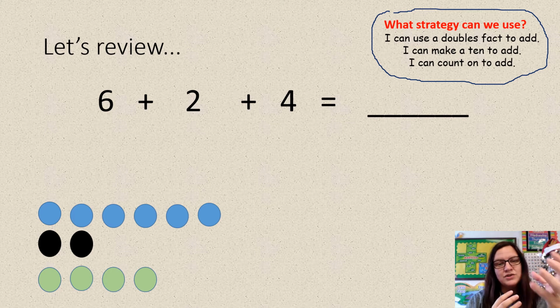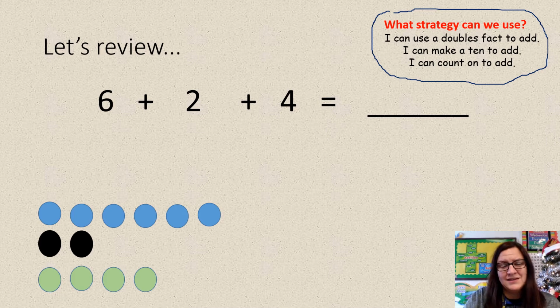So you can pull out 2 of the addends, you can think of the larger number, and you can count on to add. The most important thing whenever we are adding 3 addends is we want to make sure that we remember to add all 3 numbers. So let's look at this problem. It says 6 plus 2 plus 4 equals something.